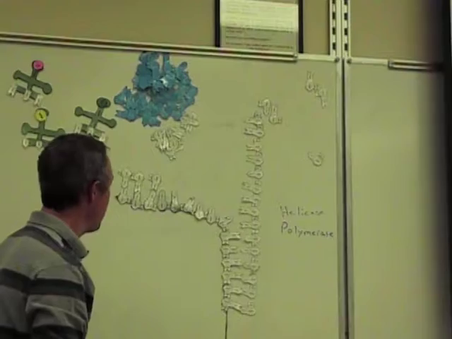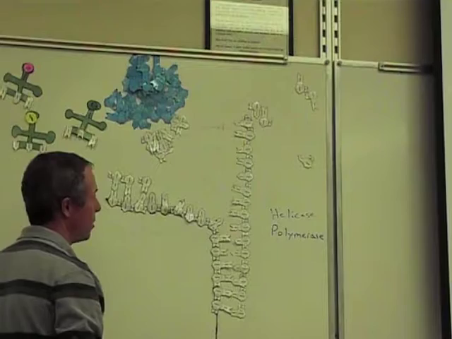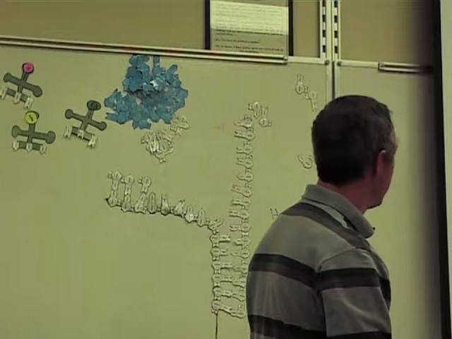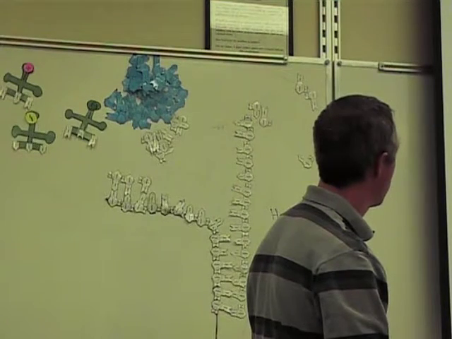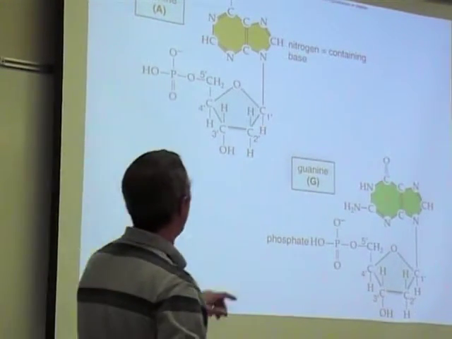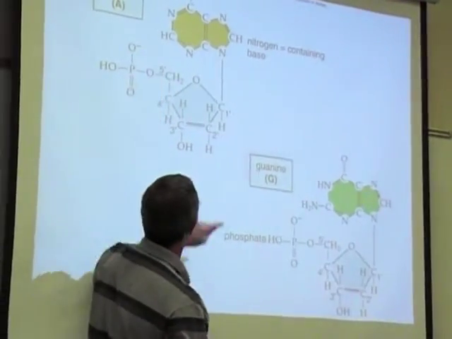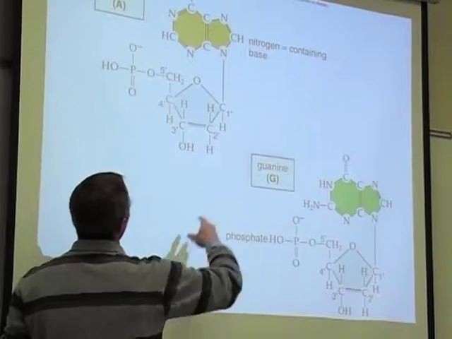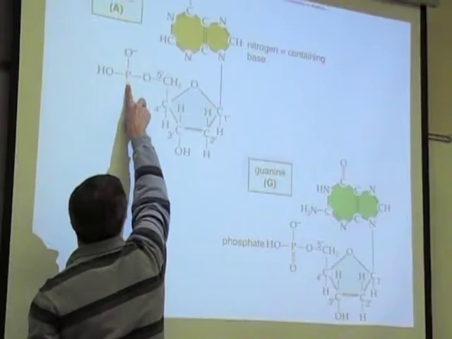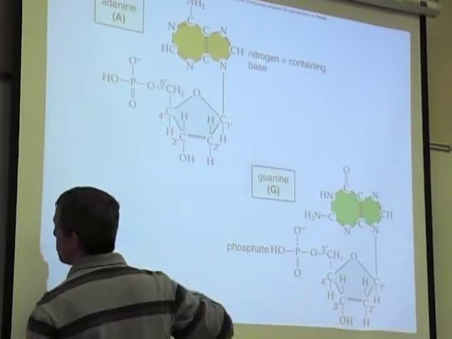Good point. It can only add them on in the 5' to 3' direction. Now, what in the world does that mean? It's a good question. Well, if you look back at the bases, the carbons are numbered. 1 prime, 2 prime, 3 prime, 4 prime, 5 prime. The 5 prime end is the carbon that's nearest the phosphate. The 3 prime end is the carbon that's on the opposite side of the sugar.